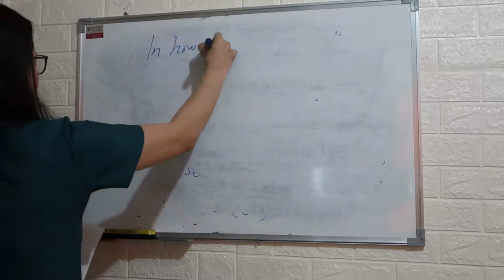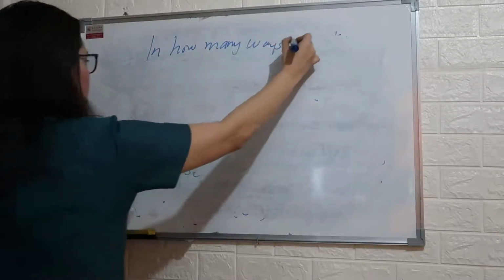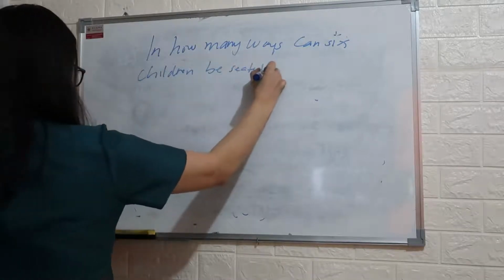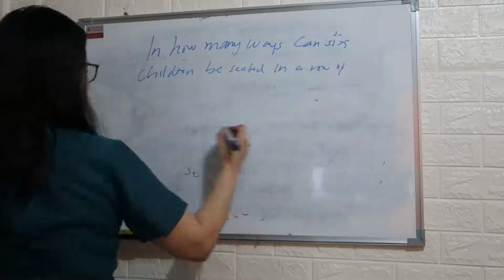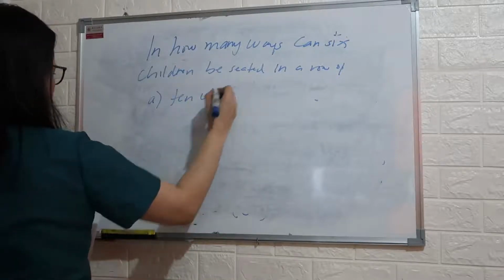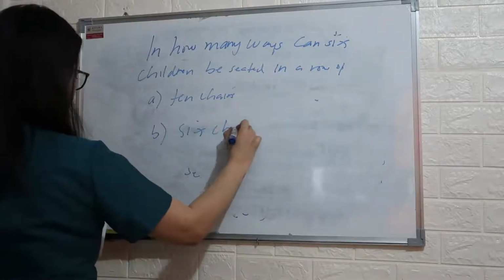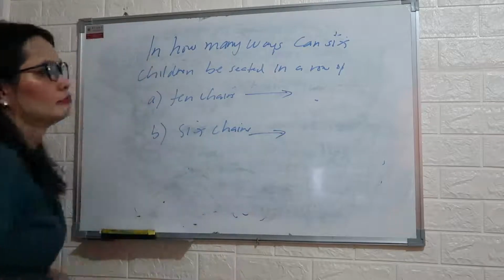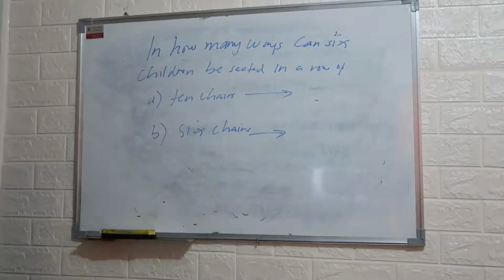In how many ways can 6 children be seated in a row of 10 chairs and 6 chairs? In how many ways can 6 children be seated in a row of 10 chairs and 6 chairs? So how do we answer letter A? In how many ways can 6 children be seated in a row of 10 chairs? In a row of 10 chairs.